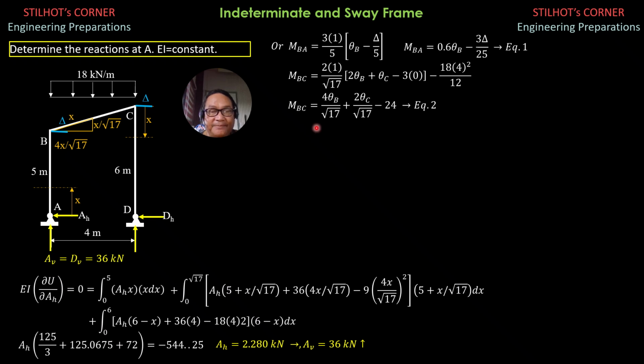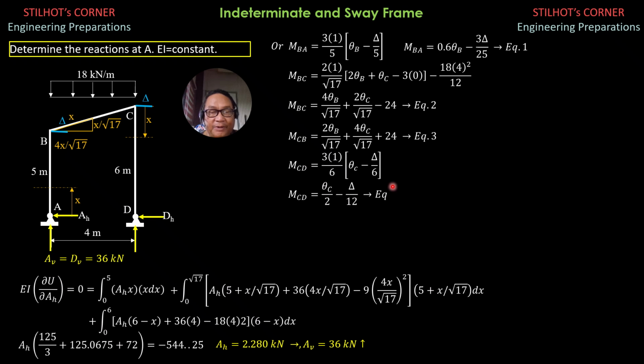Then shortcut, MCB equals 2 theta B over square root of 17 plus 4 theta C over square root of 17, then positive 24 by symmetry, equation 3. Then lastly, for CD only, MCD equals 3 times 1 over 6, quantity theta C minus delta over 6. There's no loading, so there's no fixed moment. So that would be theta C over 2 minus delta over 12. Equation 4.